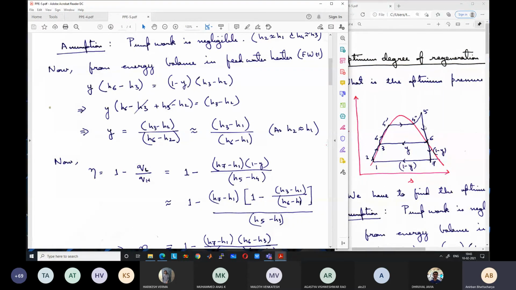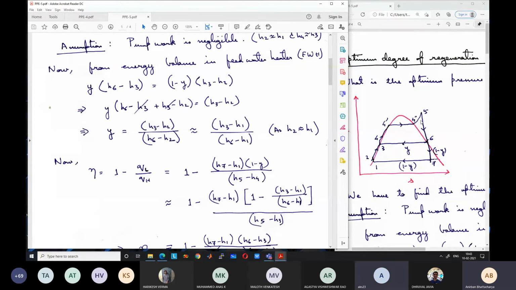If you make the feed water heater pressure high, your heat addition in the boiler is reduced, which has a positive effect on the efficiency. But the turbine work output is reduced, which has a negative effect on the efficiency. So there may or may not be some optimum point based on these two factors. That's why the location of this point 3 is very important. Good answer. Is it clear to everyone?